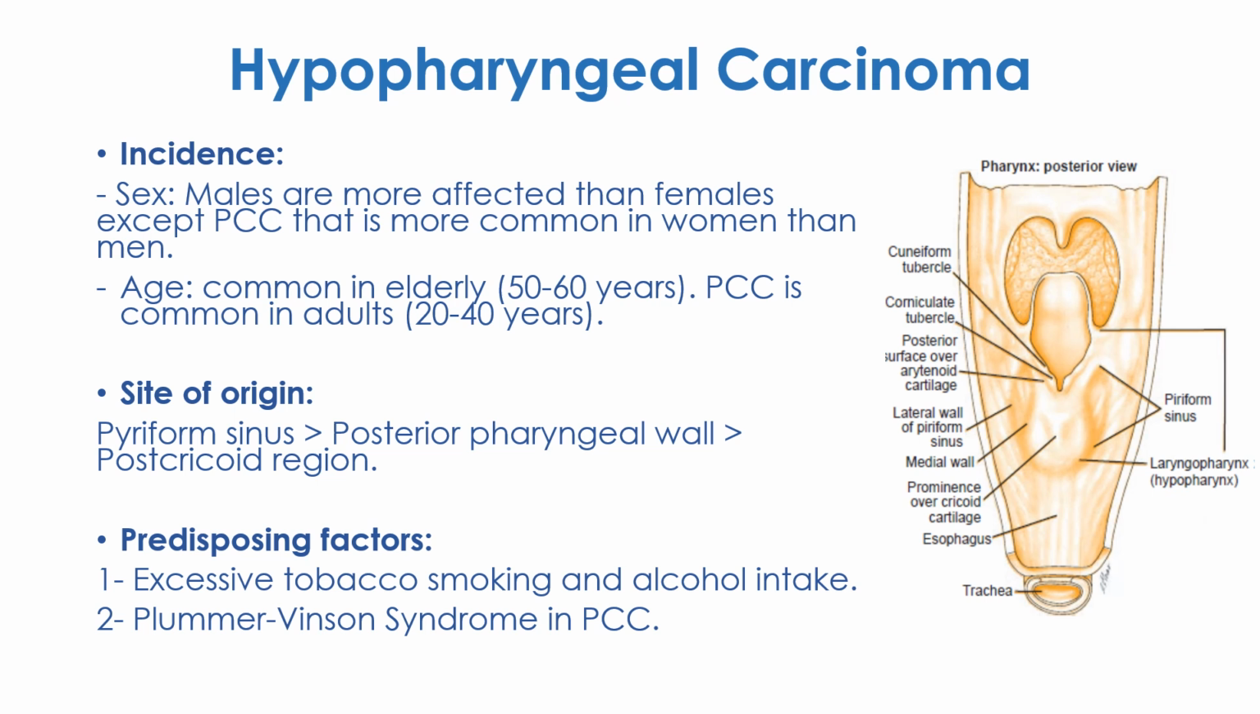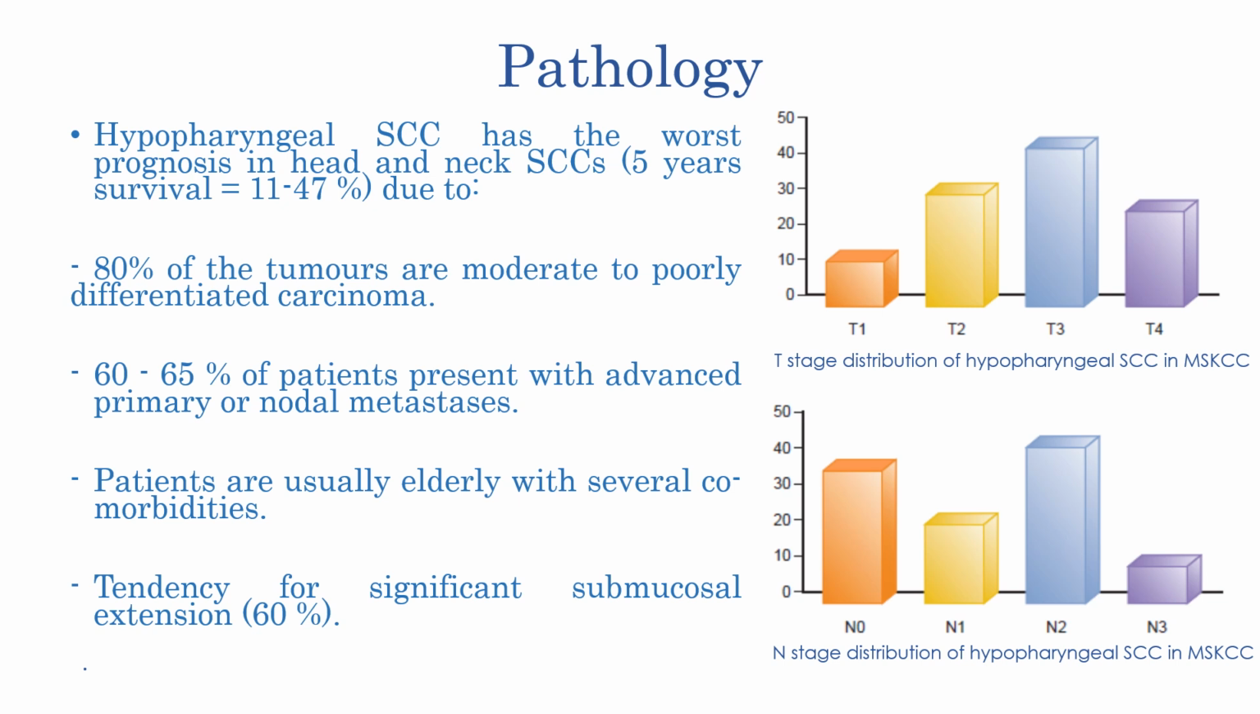I think there was only one study to document the incidence of hypopharyngeal cancer in Egypt, and it revealed clearly that the post-cricoid is probably the most affected subunit in our country. The pathology of the hypopharyngeal carcinoma is that hypopharyngeal squamous cell carcinoma has the worst prognosis among all head and neck squamous cell carcinoma, with a 5-year survival less than 50%. So less than 50% of all patients affected with hypopharyngeal squamous cell carcinoma will survive 5 years.